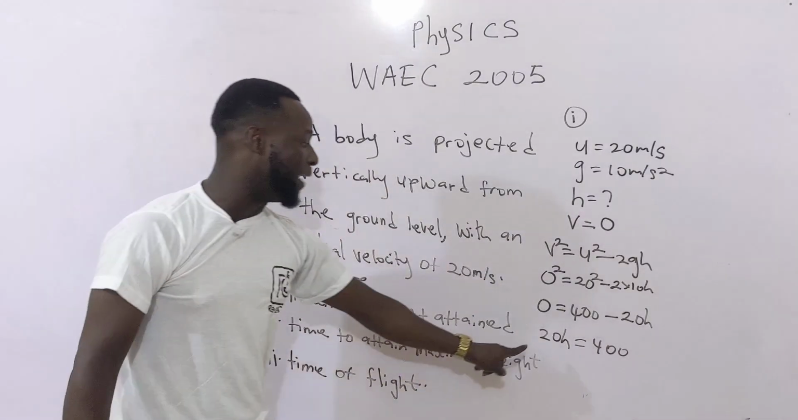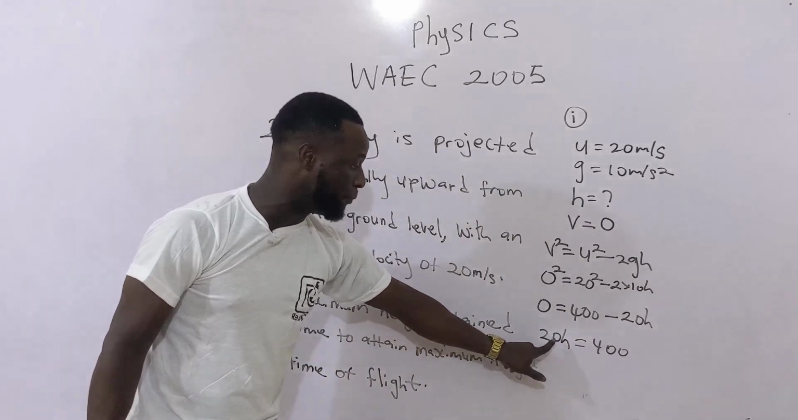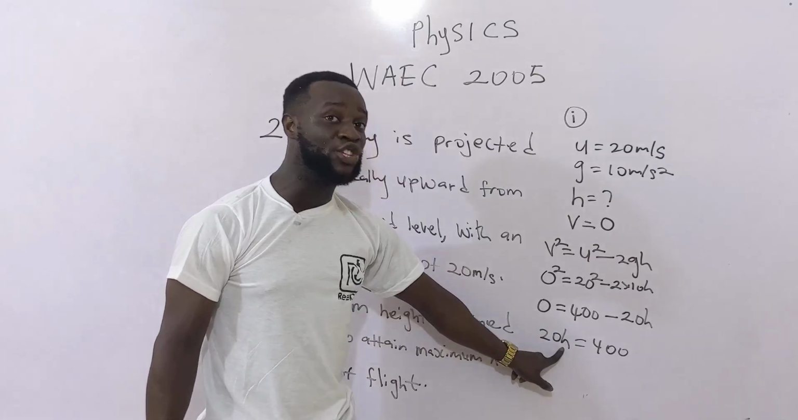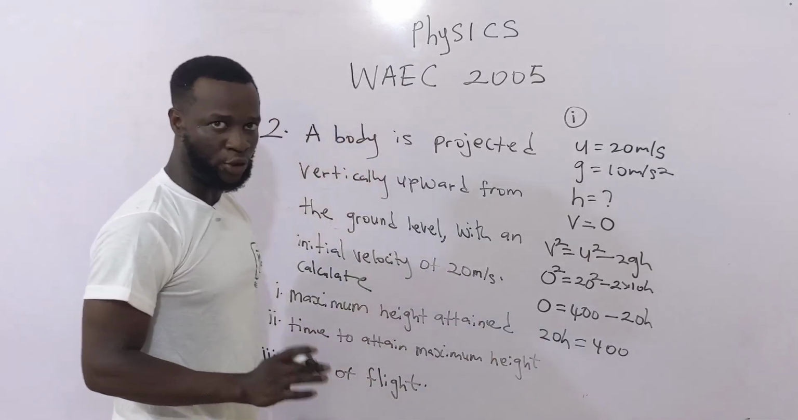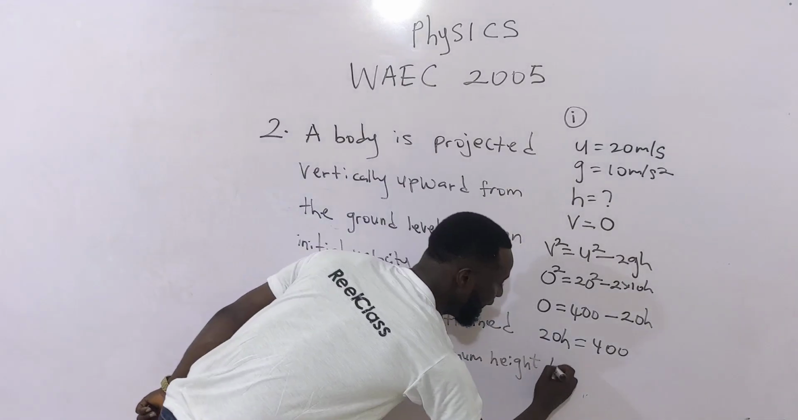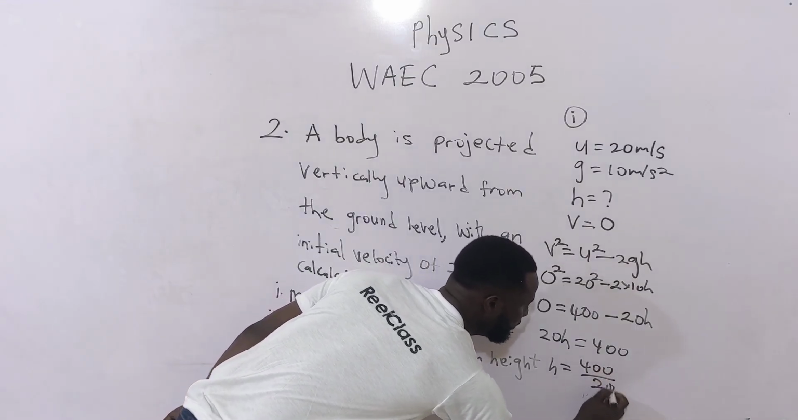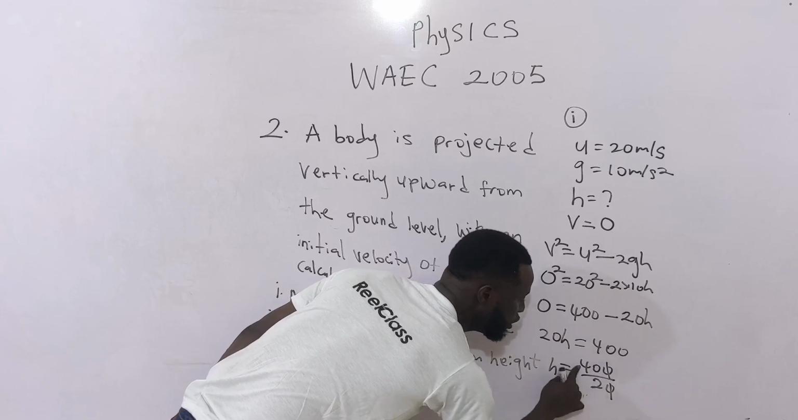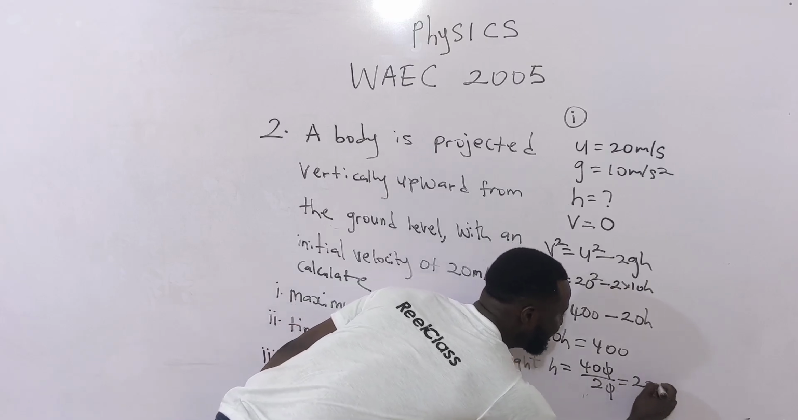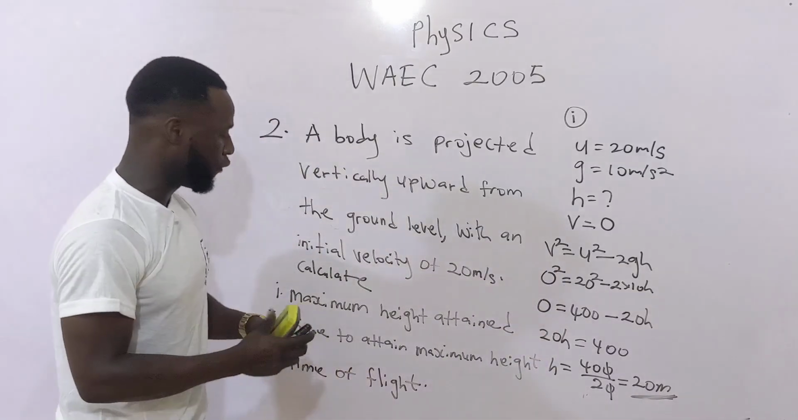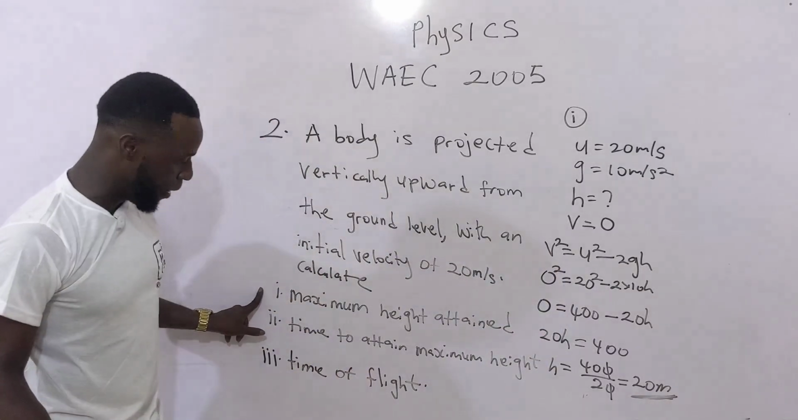Now, I would have to divide both sides by 20 in order to make h the subject of the formula. If I do that, I'm going to have h is equal to 400 divided by 20. Now, this 0 cancels this 0. 2 goes into 40, that will give me 20 meters. So the height is 20 meters. That's for Roman figure 1. Now, let's take Roman figure 2.